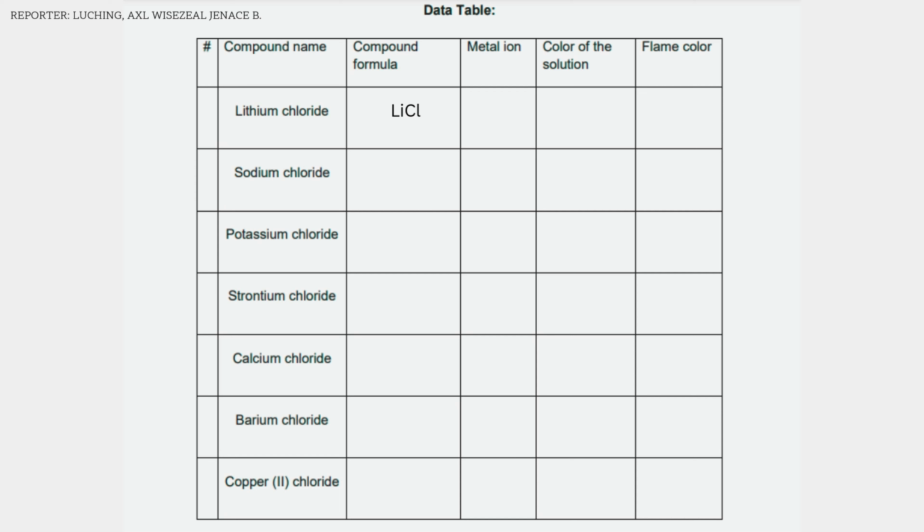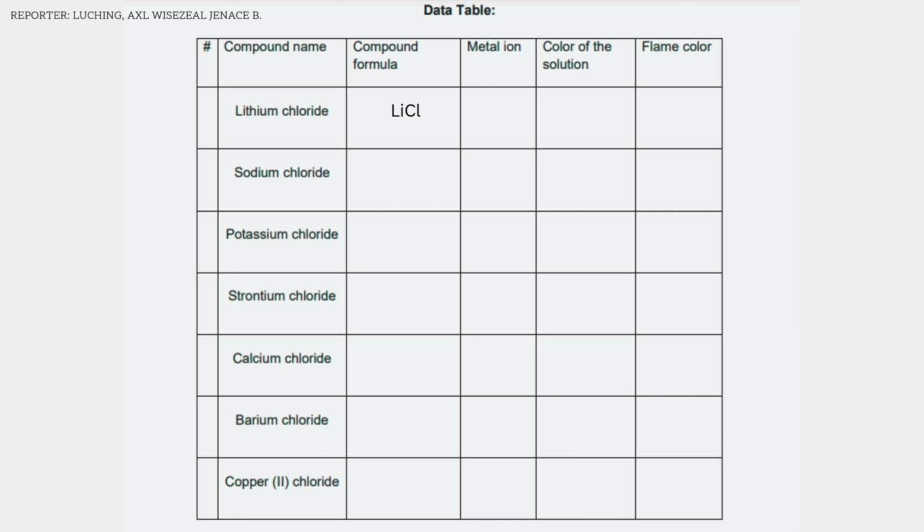First, lithium. The chemical symbol of lithium is uppercase L and lowercase i, while chlorine is capital letter C and lowercase l. Since we already know the chemical symbols, let us write down the chemical symbols for the compound formula. All you have to write is the chemical symbols. So just write Li and Cl. That is our compound formula.